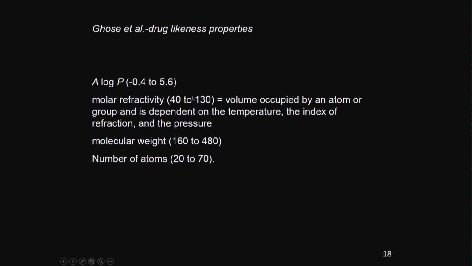So they brought in a new parameter. This is the volume occupied by an atom or group and is dependent on the temperature, the index of refraction and the pressure. Okay, this is the volume occupied. So they bring in the volume between 40 to 130. Molecular weight, look, Lipinski said less than 500, whereas they are bringing 160 to 480. They also bring number of atoms 20 to 70. So they have made some changes.